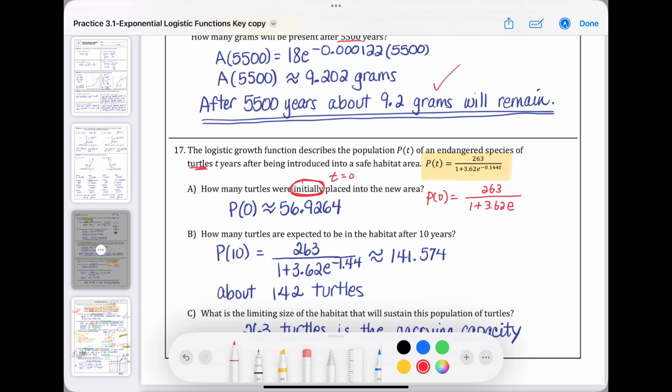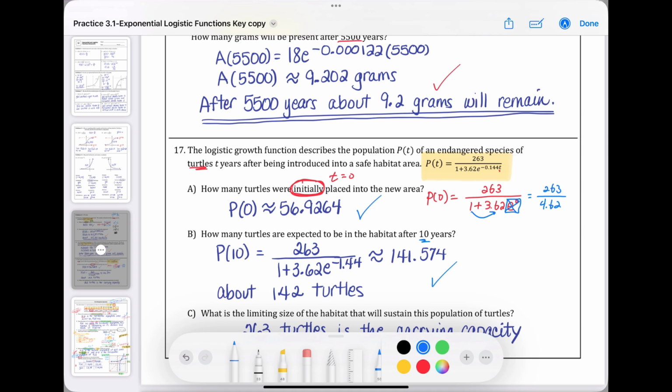1 plus 3.62 times e to a power. The t is 0, so 0 times everything is 0. Now comes the trouble: e to the 0 power, you know it is 1. When you do the housekeeping, what do you get? 263 over 1 plus 3.62, that will be 4.62, right? So now, can you plug this nicely into your calculator? And then that will be your perfect answer.